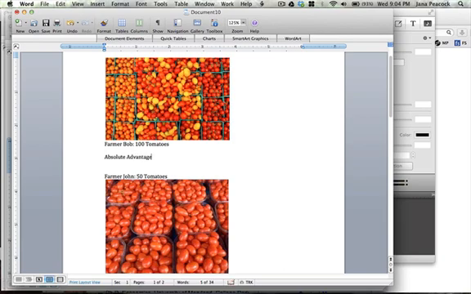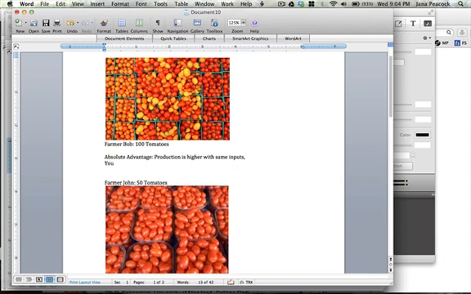So absolute advantage means that your production is higher with the same inputs, or you can make the same amount using fewer resources.